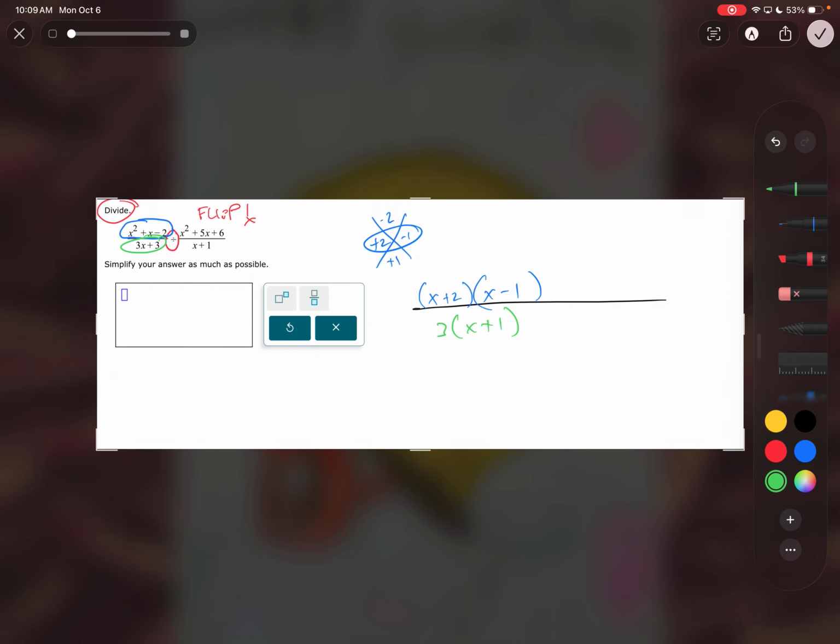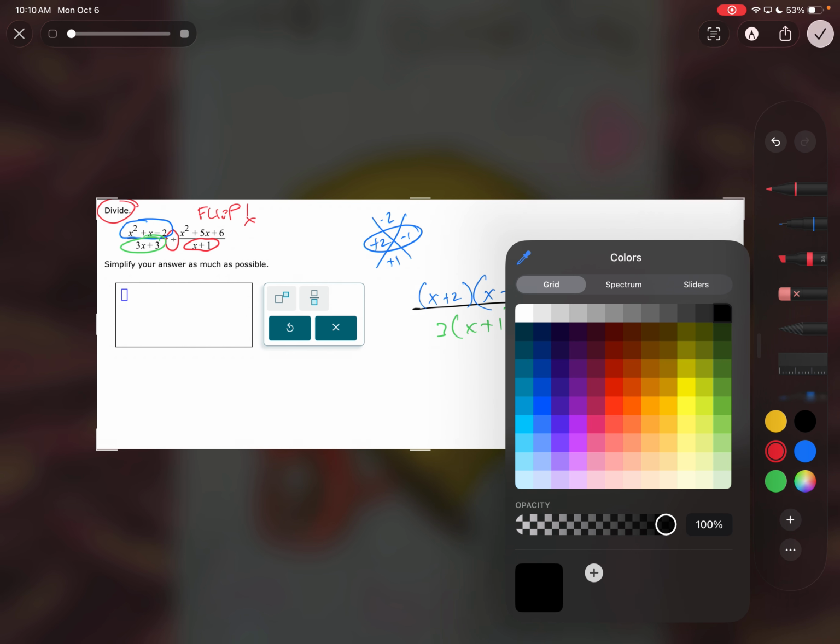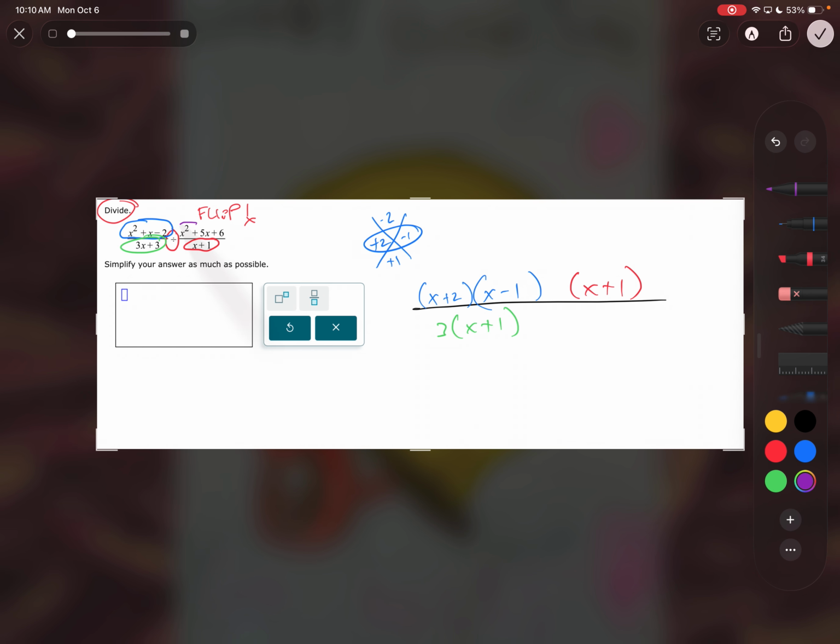Now, here's where you've got to be careful. X plus 1, I'm going to write up here because I flipped that second one, right? And then bottom right, I'm doing what multiplies to be 6 and adds up to be 5. That'd be 3 and 2. 3 times 2 is 6. 3 plus 2 is 5.